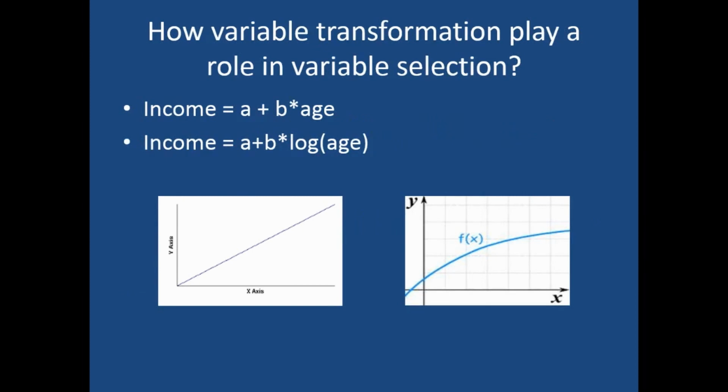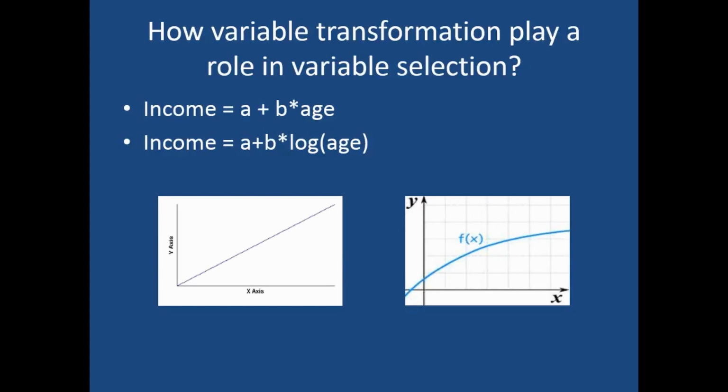Now the next question is, how does variable transformation play a role in variable selection? This is a little complicated, so let's try with an example. Let's say we are trying to model income with respect to age. So we want to know how age impacts income, or how we can predict somebody's income with respect to age, right? So that kind of a model.